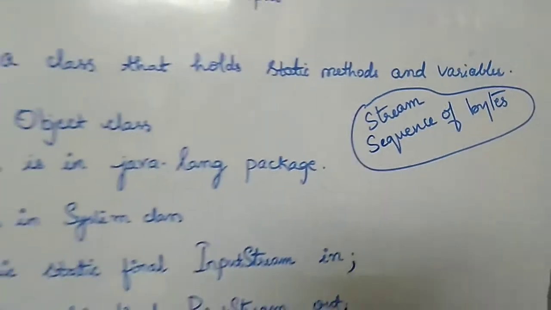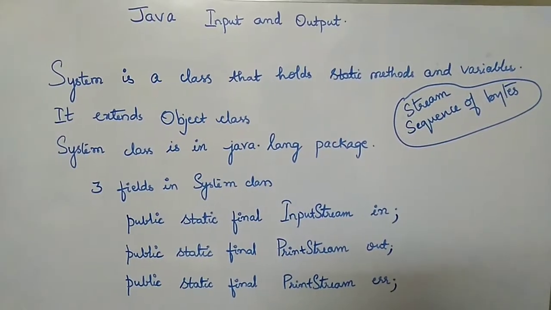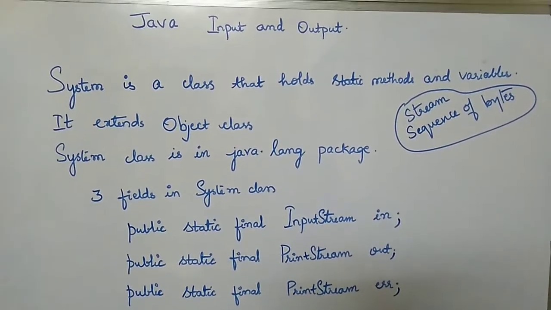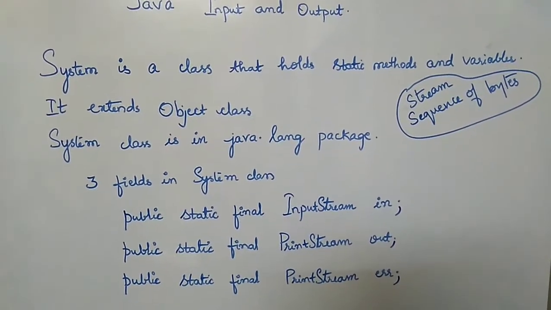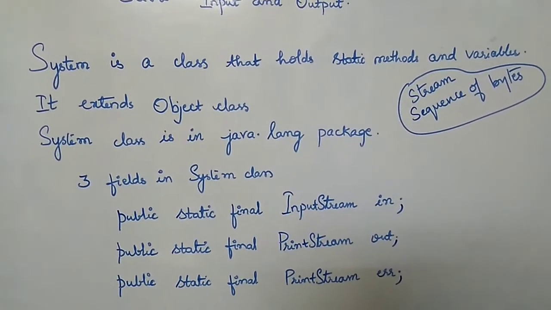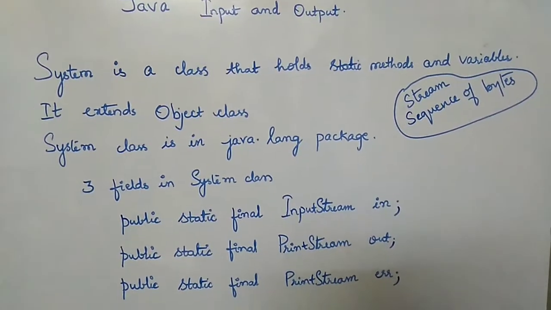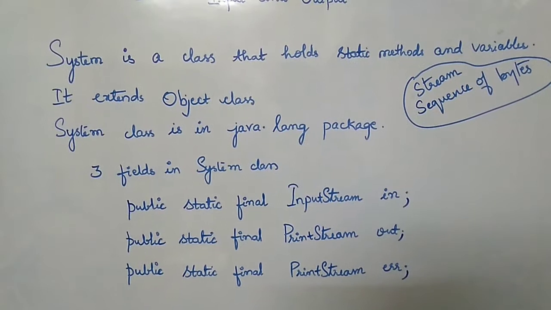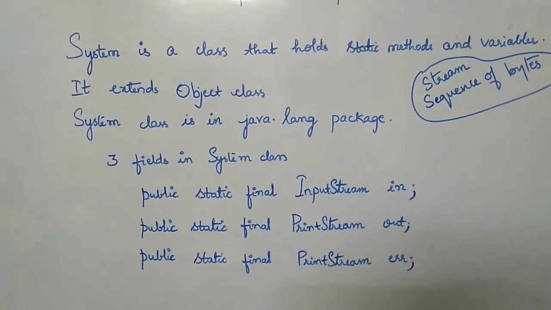Or you can also define it like this: a stream is a logical entity that either consumes or produces information. I just gave you a simple definition, which is a sequence of bytes. All the devices we have talked about, the source or the destination, are handled by streams. Why is it called a stream? Because it represents the flow of water, which is very continuous. That's why it is named stream. There are three streams that are automatically created for us, which are in, out and ERR. All three are static variables in the System class.